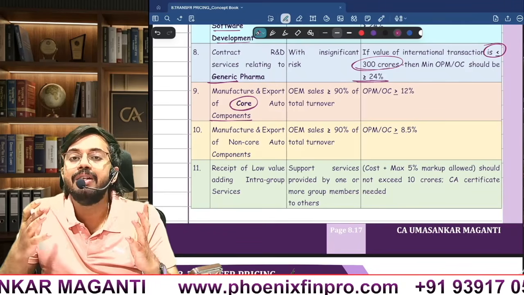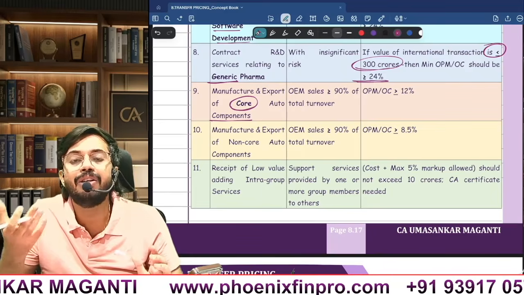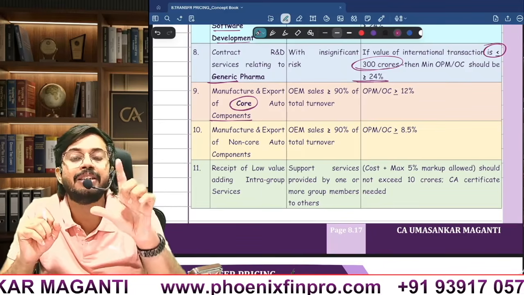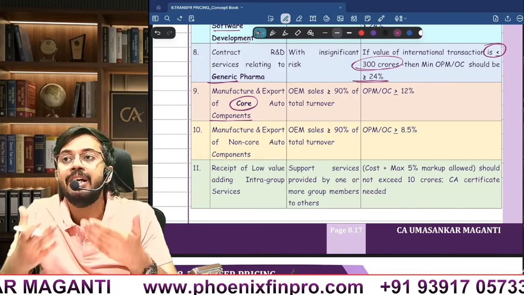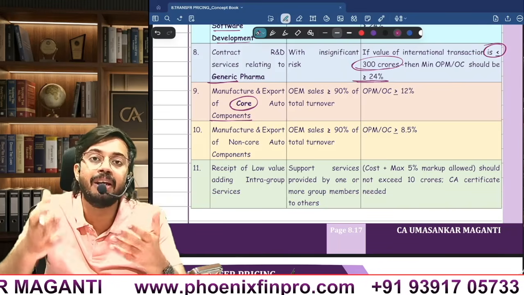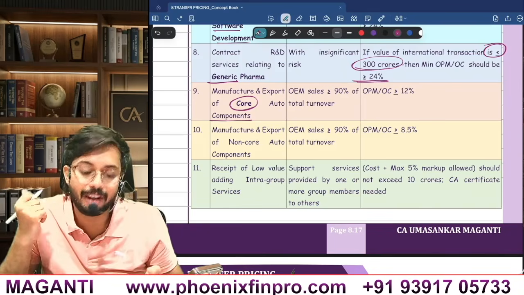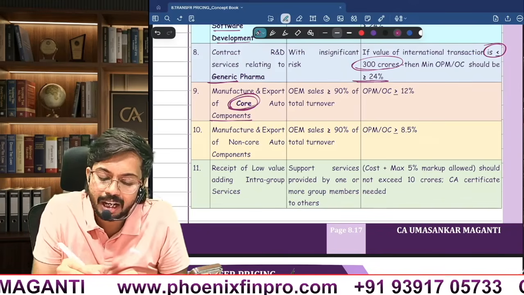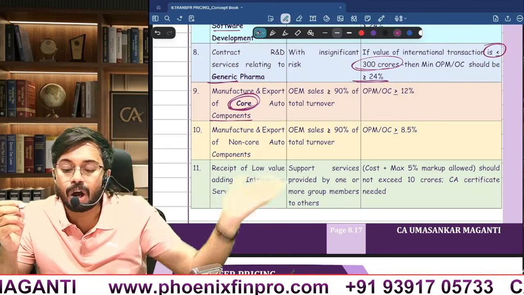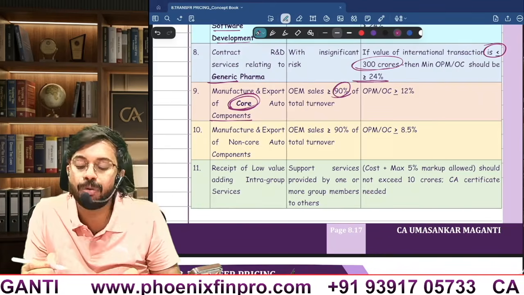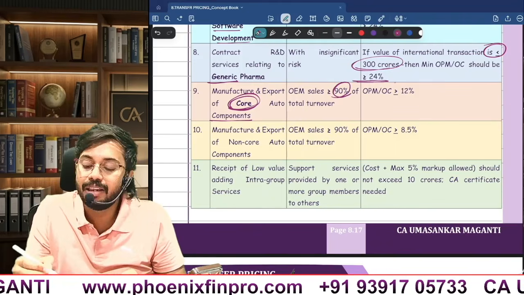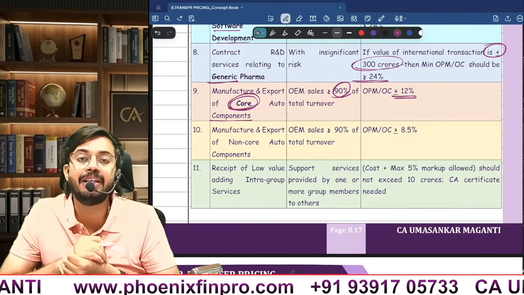Okay, so a seat is there. Seat is irrelevant. Without the seat also the bike will go. Seat is a non-core component. But core component means what? A component without which that particular motor vehicle will not run. So the Indian company is exporting core auto components, and original equipment sales are greater than or equal to 90% of total turnover. Then the minimum margin required to be maintained is 12%.